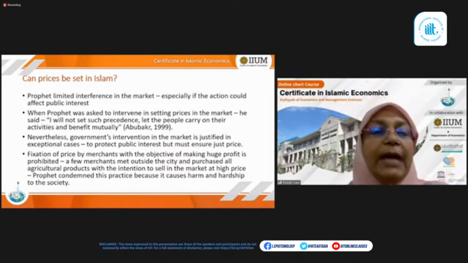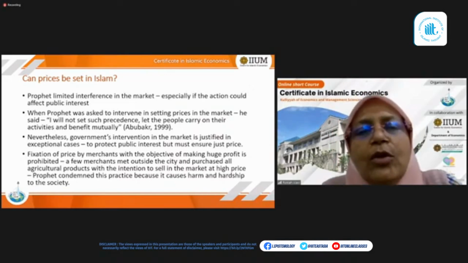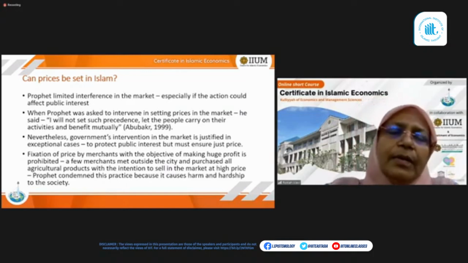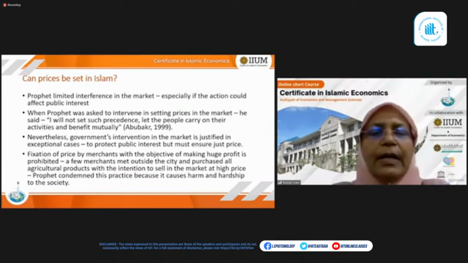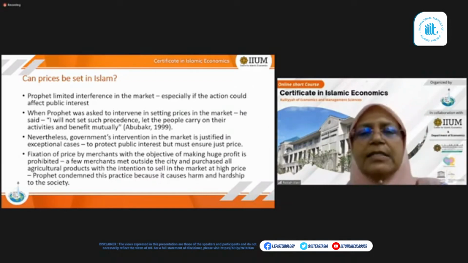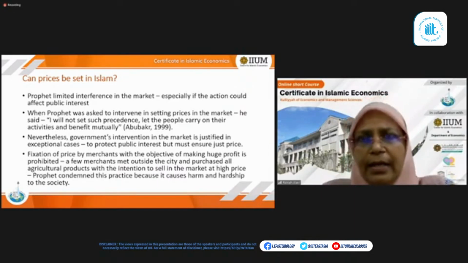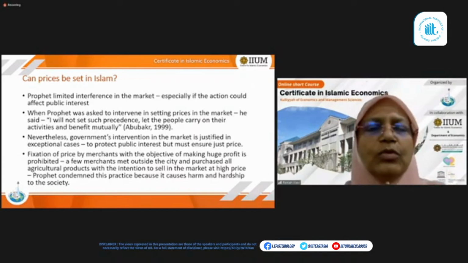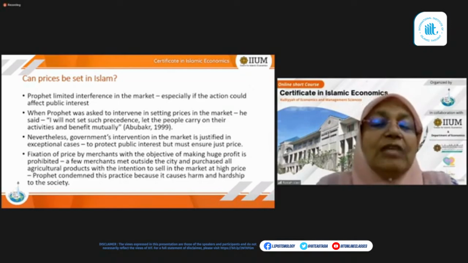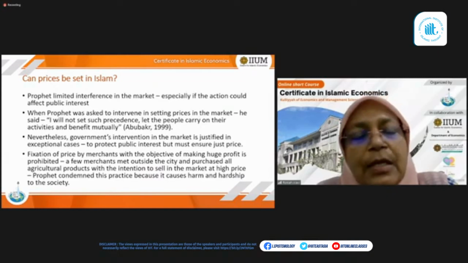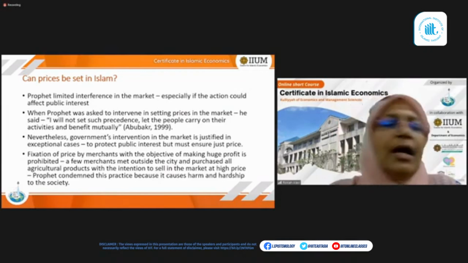Fixation of price by merchants, not by the government, with the objective of making huge profit is prohibited. There were cases during the Prophet's time where a few merchants went outside the city. Products were coming from outside the city into the market in the city, so these few merchants purchased all these products, buying at a low price. So when products go into the market, there will be a sort of shortage, and when these merchants come in, they sell at a high price. They make huge profit. This kind of price fixation is condemned by Islam because it causes harm and hardship to the society.